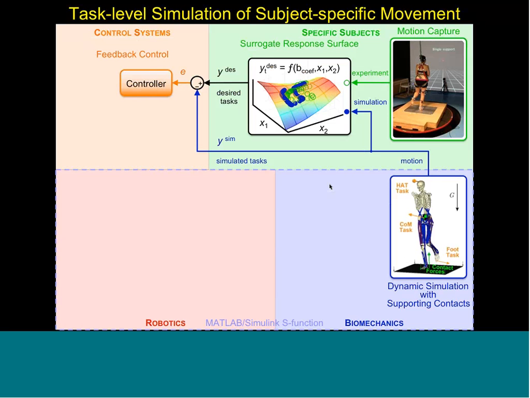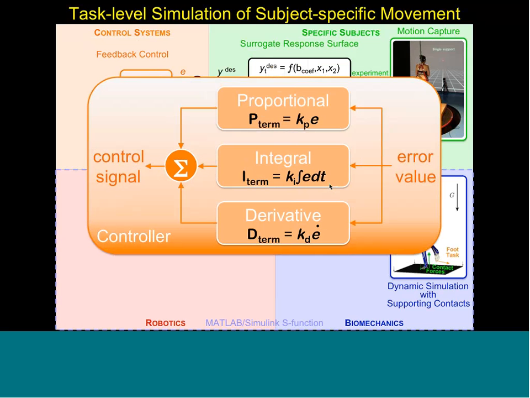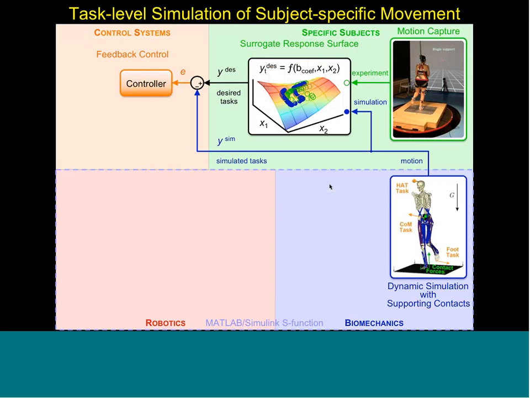Here we use a simple PID controller, which you can tune the gains for your purposes. The error signal, the input to the controller, is basically the error between your desired task that we get from these surrogate surfaces and your simulated task relationship.